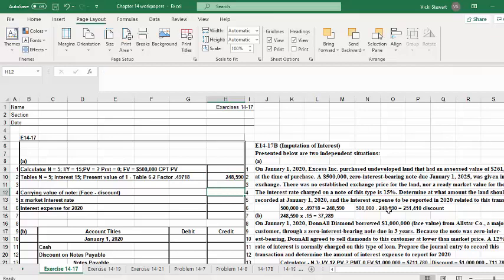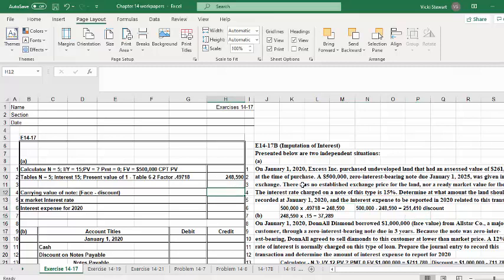When we multiply that by the 500,000, we would get $248,590. So the note would be recorded at 500,000, but the land would be recorded at $248,590, which means that there would be a discount on the note of $251,410.